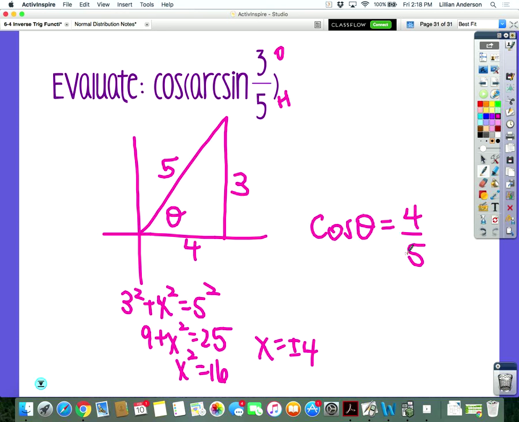Practice, guys. Practice, practice, practice. That's the only way you'll get good at it. And know your unit circle.